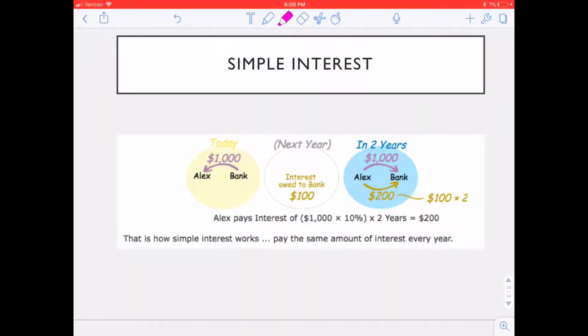When thinking about simple interest, you're basically paying the same amount of interest every single year. So you think about the amount of interest on your original value, so that's $100. It's going to take you 2 years, so you do 100 times 2, and your total interest is $200. So you would add that principal value of $1,000 plus your total interest of $200 to end up with your final amount of $1,200.